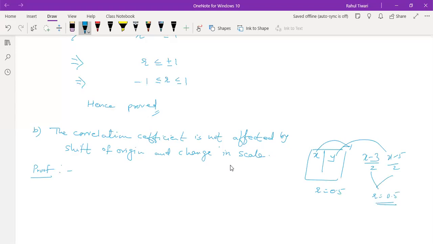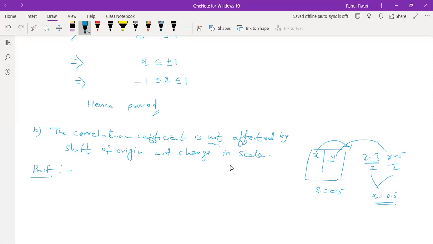So this means that the correlation coefficient is not affected by shift of origin. Shift of origin means if my X is changed to X minus 3. So I have shifted the origin. मतलब X से मैंने X minus 3 में shift किया, and change in scale, X to X by 2. Okay, so this is my scale, this is my origin. So if I do this transformation or this transformation, my correlation, which is r, is not going to be affected because this is the one result, right?